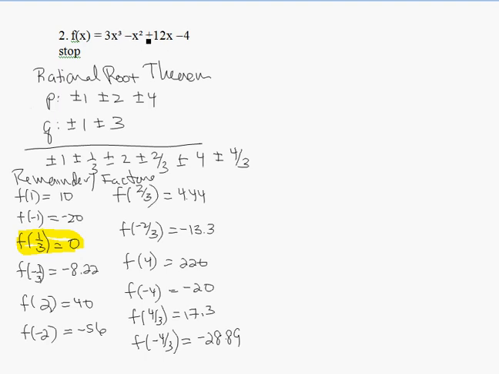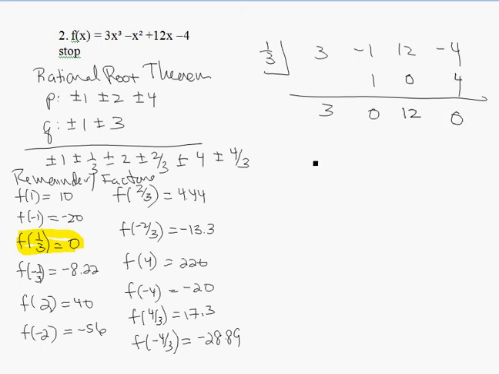So therefore I'm going to take this cubic, divide it by 1/3. So I get 3, -1, 12, -4. So 3, -1, 0, 0, 12, 4, 0. So this is a cubic. I'm dividing it by a linear. I get 3x squared plus 12 is equal to 0.